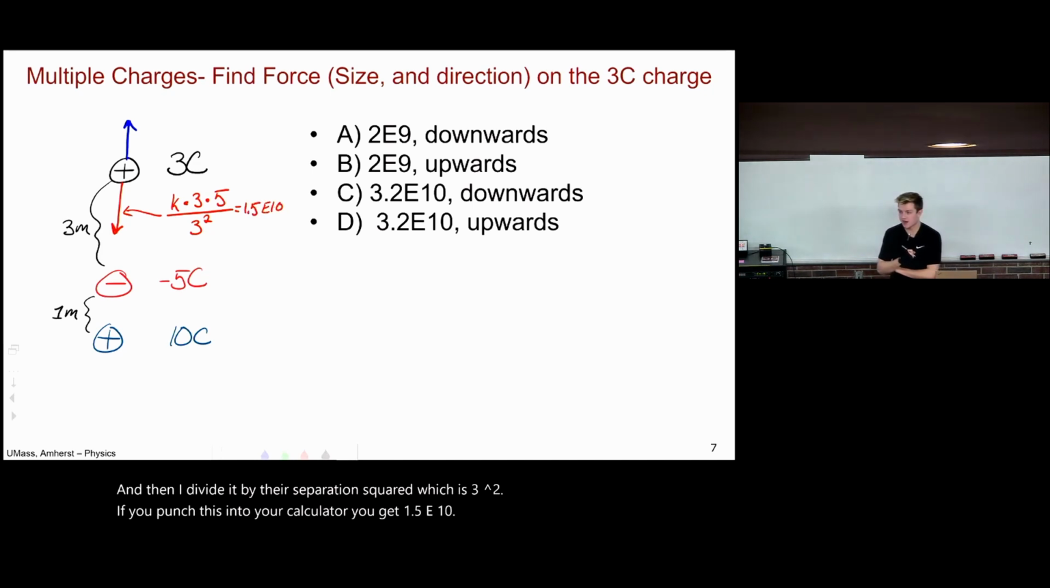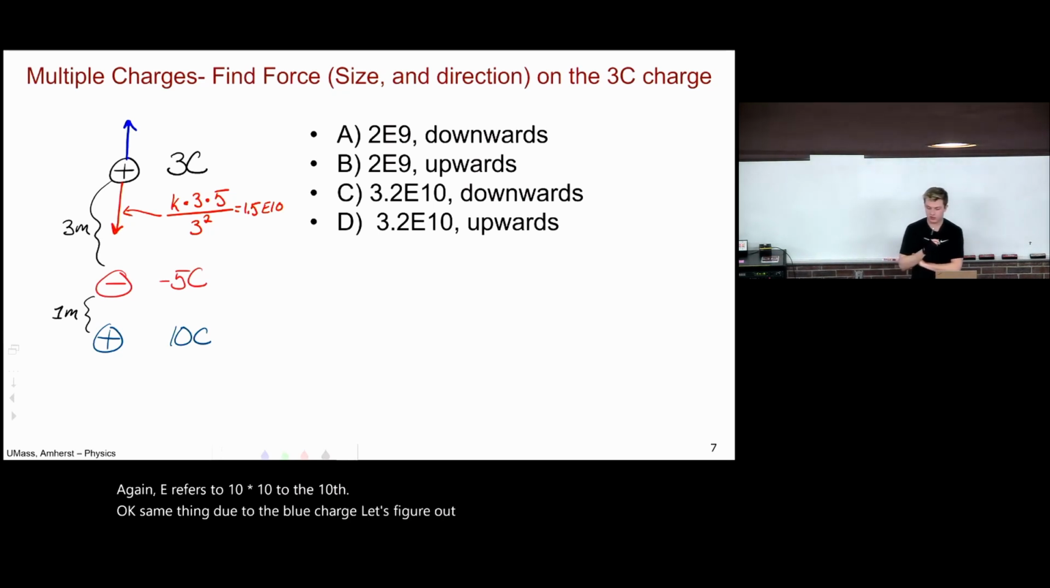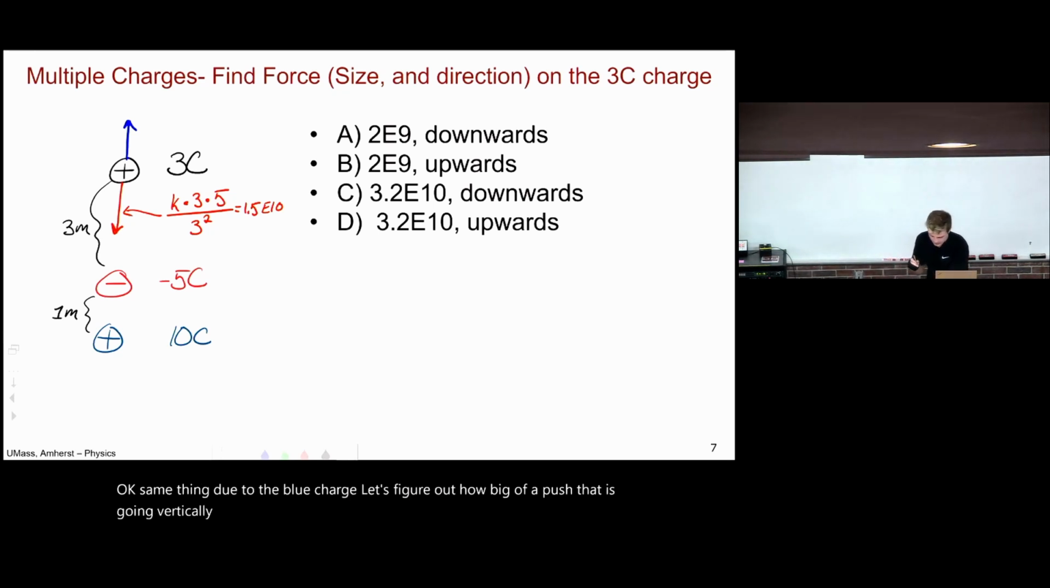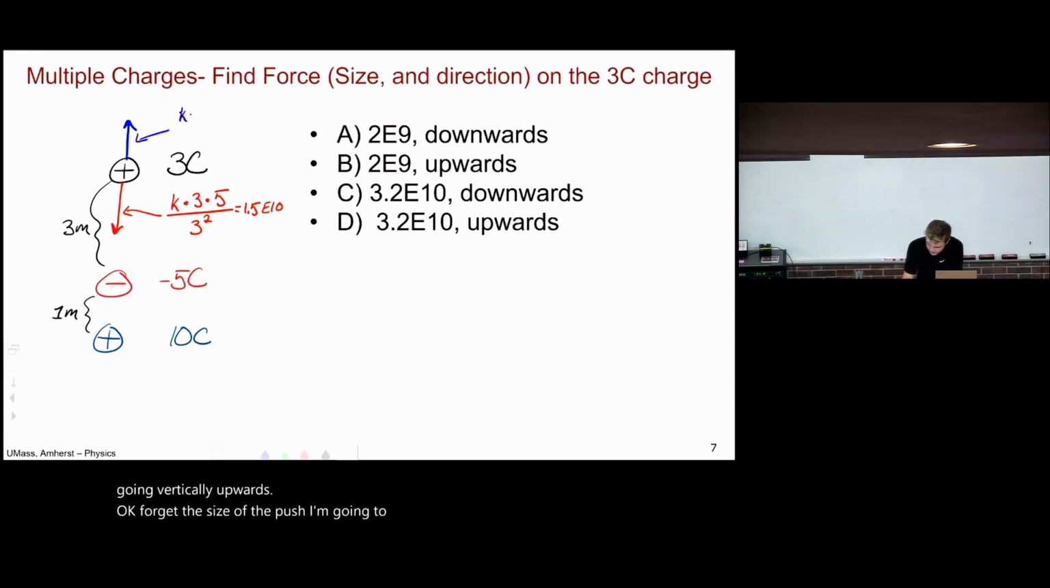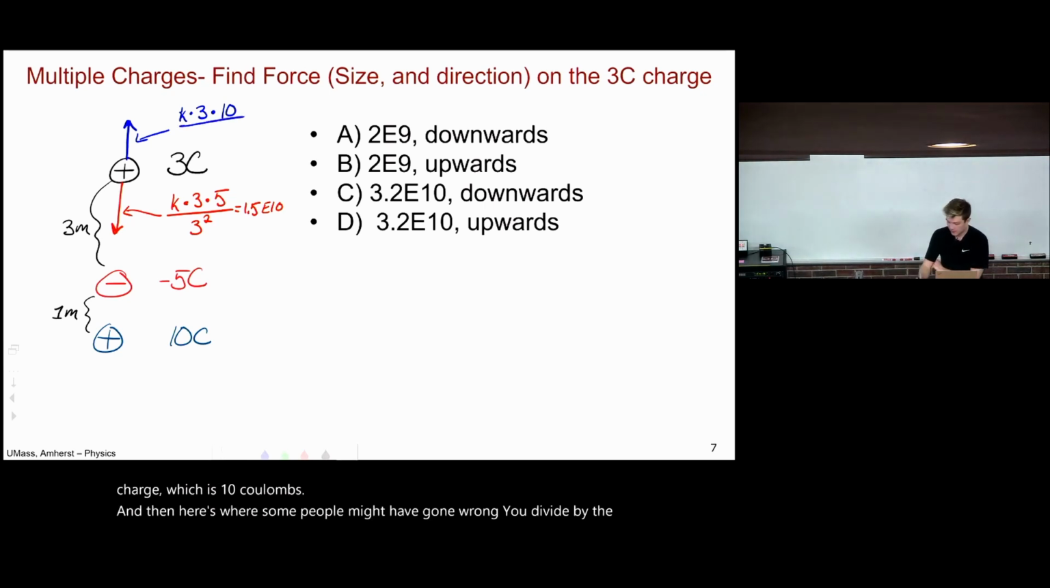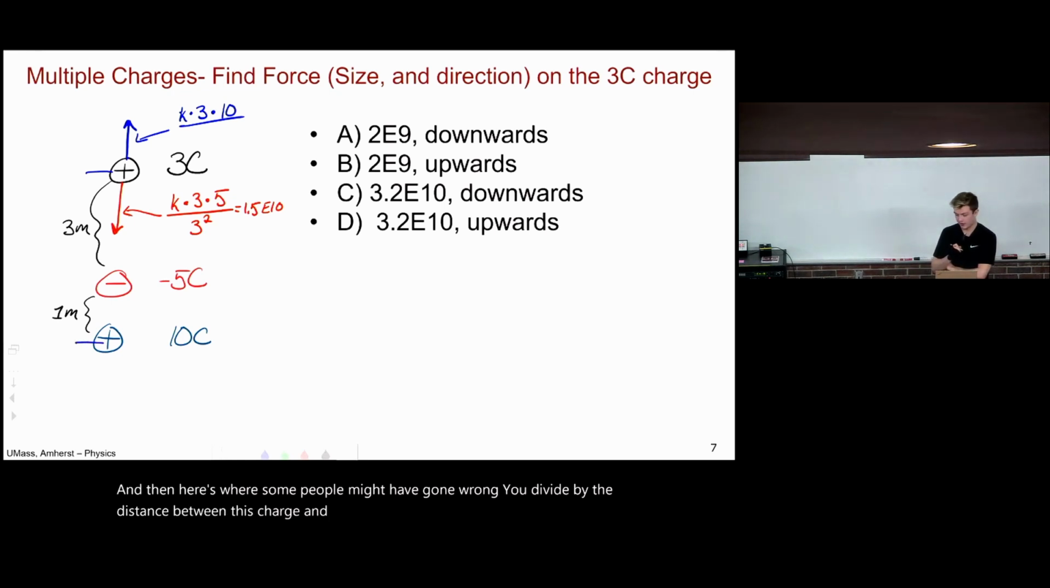Again, E refers to times 10 to the 10th. Same thing due to the blue charge. Let's figure out how big of a push that is going vertically upwards. To get the size of the push, I do K, which is 9 times 10 to the 9th, multiplied by the size of the first charge, 3, times the size of the second charge, 10 coulombs. And then here's where some people might have gone wrong. You divide by the distance between this charge and this charge squared, which is 4 meters squared.